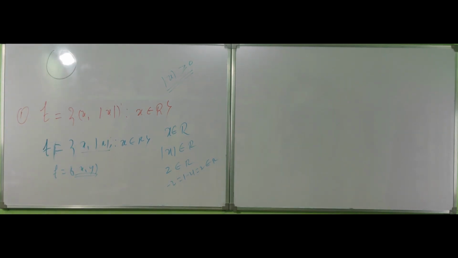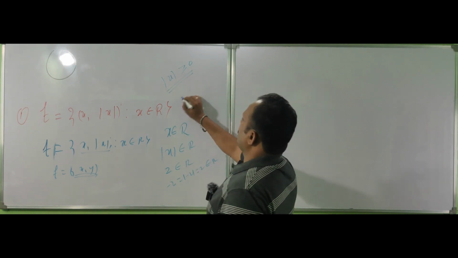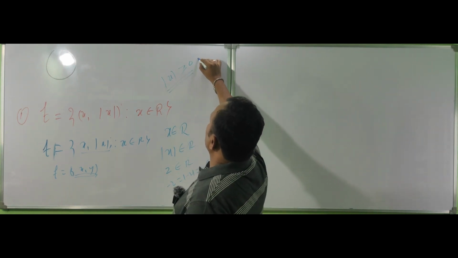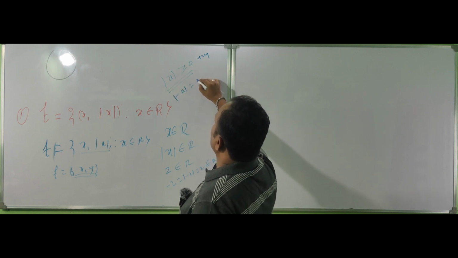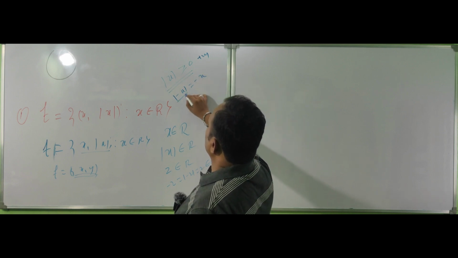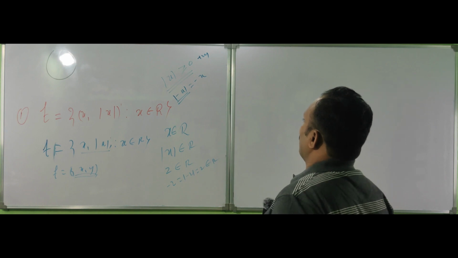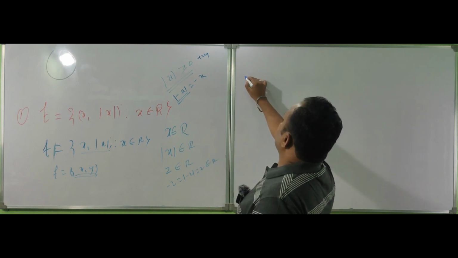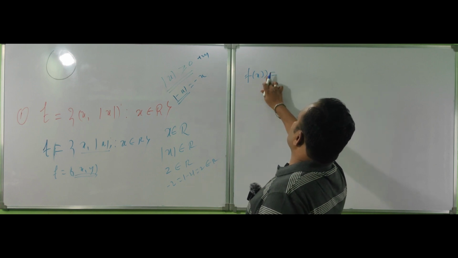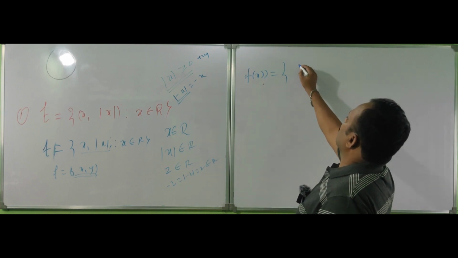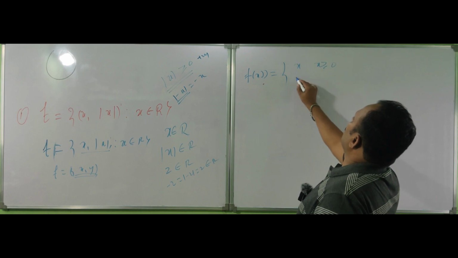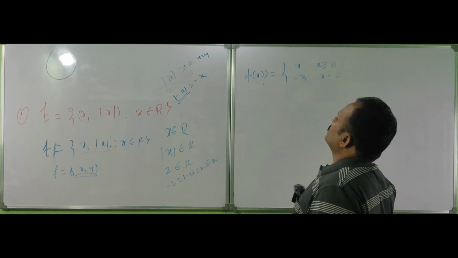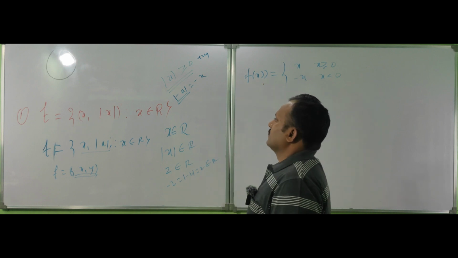What is the condition? Mod x, if x is positive, it is x. For negative value, mod x you can write as minus x. So f is the function such that x if x is greater than 0, and minus x if x is less than 0. This is the condition.